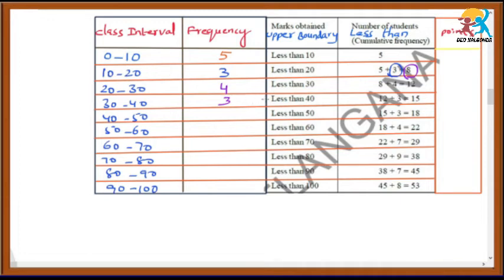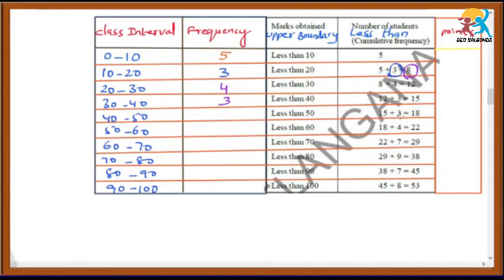By adding all these we should get 15, then only our answer will be correct. 5 plus 3 is 8, plus 4 is 12, plus 3 is 15. Okay, we got it. So like this you have to fill. The next one will be 18, so up to this we got 15.